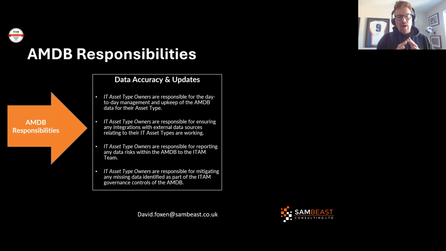I highly recommend that when I build this slide out, you take a screen grab so that you can really take this away and understand what the AMDB should be used for. So, data accuracy and updates. The IT asset type owners, have a look at one of our previous webinars where we explain what IT asset type owners are. But these are typically your specialists. So your network team would be an IT asset type owner for switches, routers, firewalls, etc. Your infrastructure teams for servers, racking, and all of that kind of stuff. And your end user teams for your end user devices such as laptops, desktops, monitors, phones, tablets.